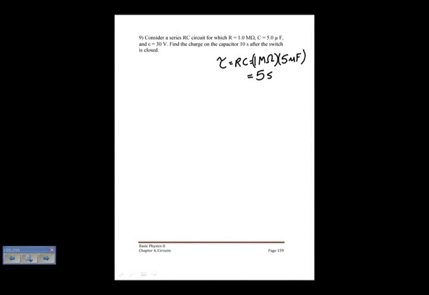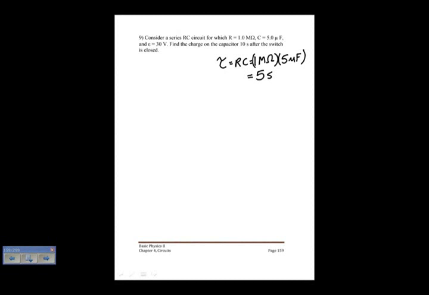Notice what I did here. Mega is 10 to the 6. Micro is 10 to the minus 6. Often your resistance is in mega ohms and your capacitance is in microfarads. So the 2 metric prefixes cancel one another out. 10 to the 6 over 10 to the 6 is 1. So my time constant is 5 seconds.